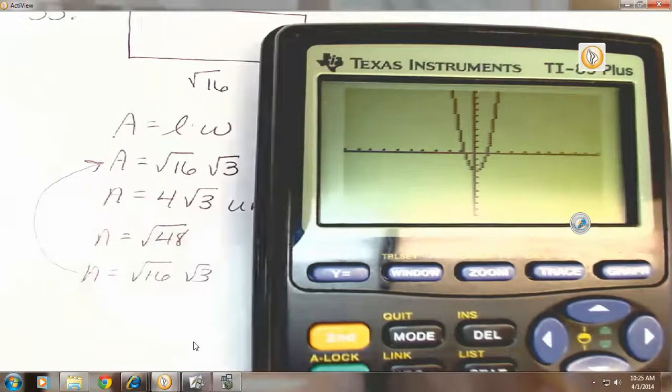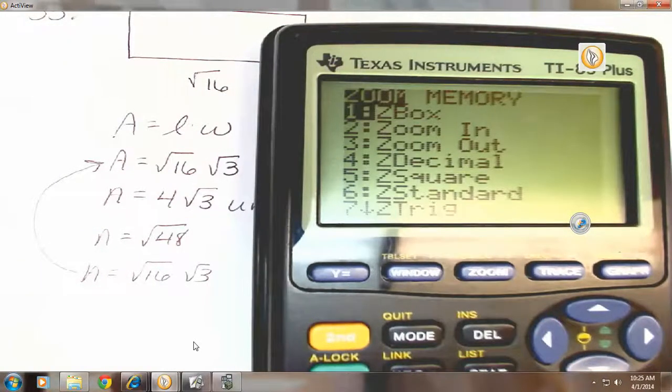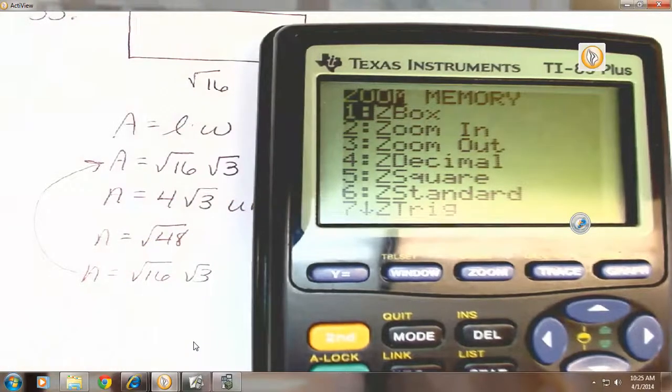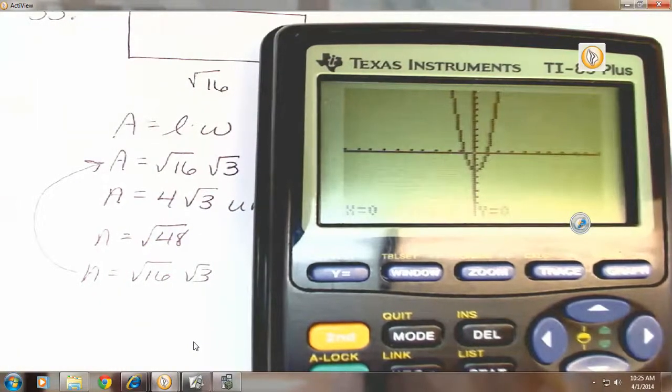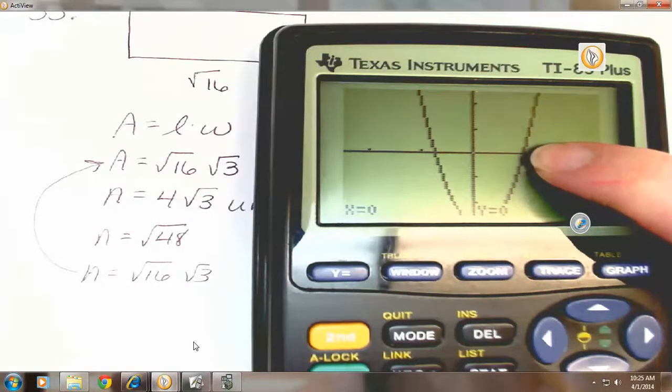There is a zoom button. Utilize it. Do you see zoom right here on the top? Click zoom if you would. We need number 2. We need to zoom in. So I'm going to hit 2. Now it didn't do anything, did it? Hit enter. And it zoomed in for you. Now we can clearly see that it crossed at 1, right?